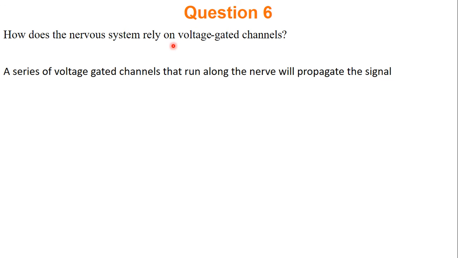So how does the nervous system rely on voltage gated channels? Again, this question is just to check your own understanding. As we said, we have a bunch of sodium and potassium channels that run along the length of the neuron. These opening and closing helps to bring a charge across the neuron to relay signals.